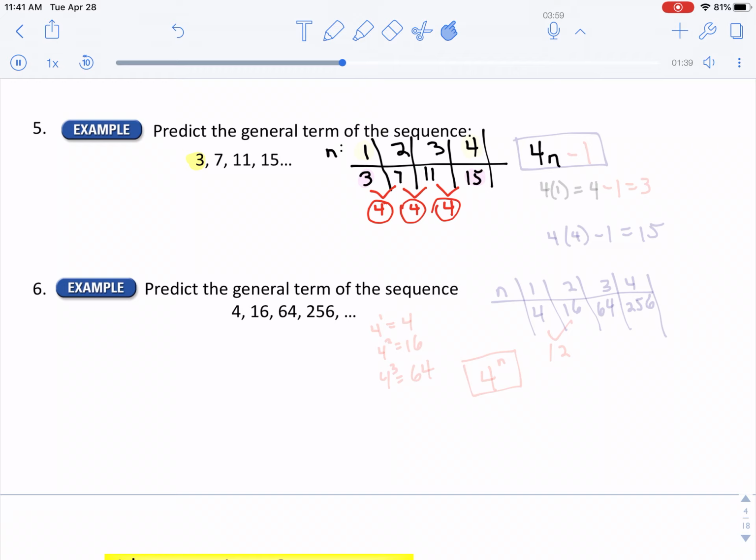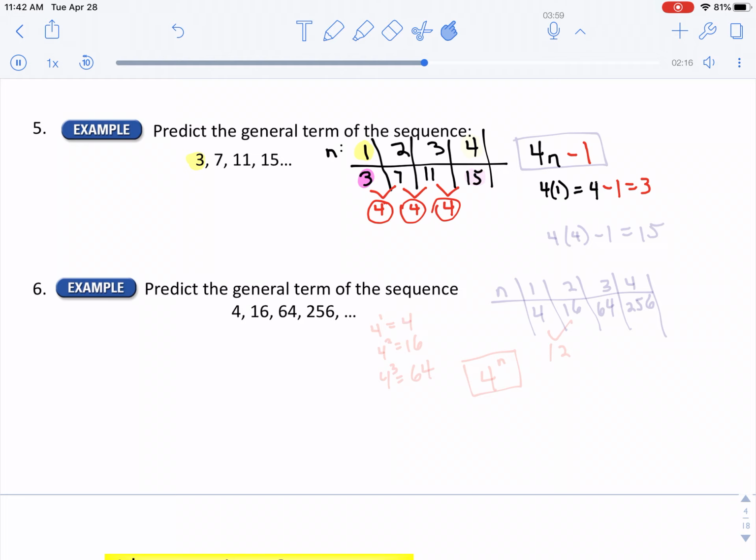Now we've got to check it and see if it works. So we're going to take the first term and plug it in. 4 times 1 is 4. Is that actually the first term? It's not. How can I make that 4 become a 3? Well, don't I have to subtract 1 to make it become a 3? So now my general term is 4 times n minus 1.